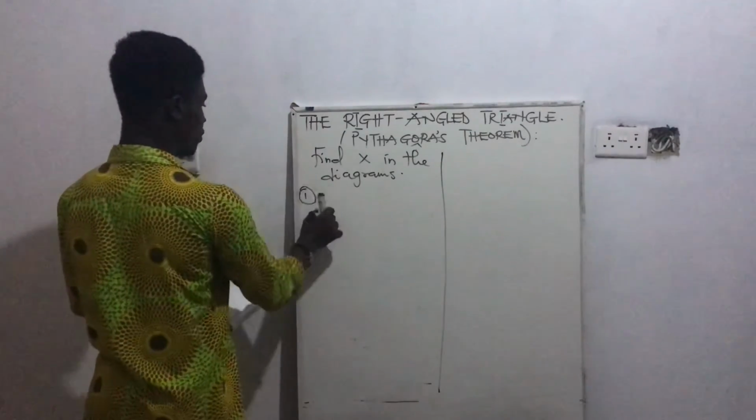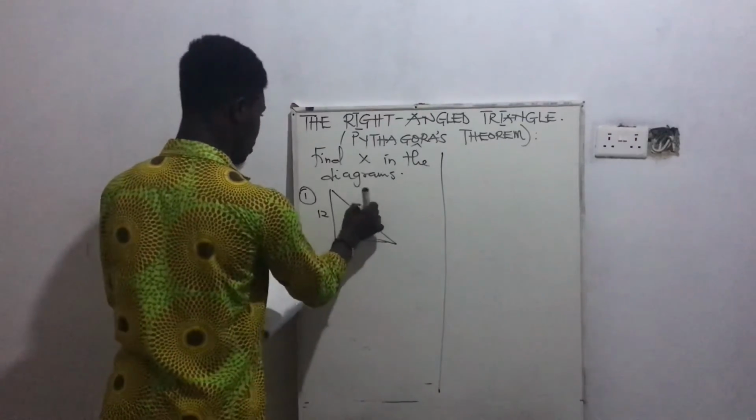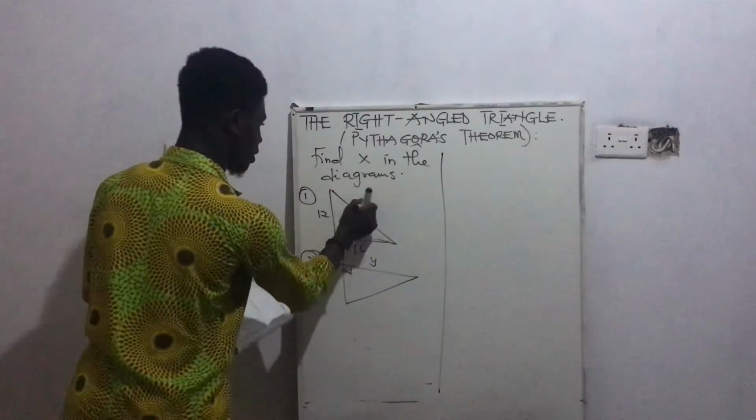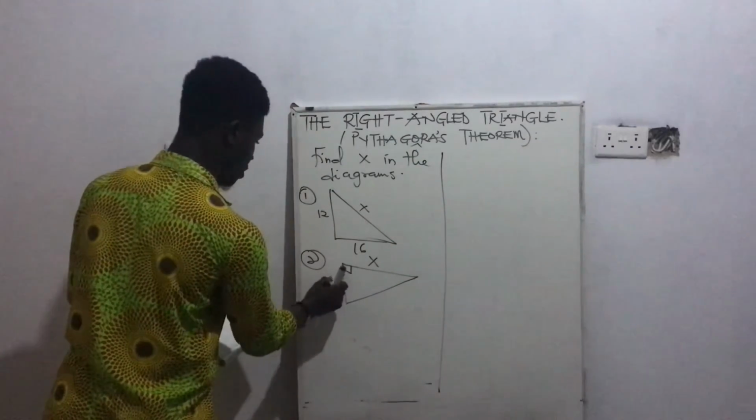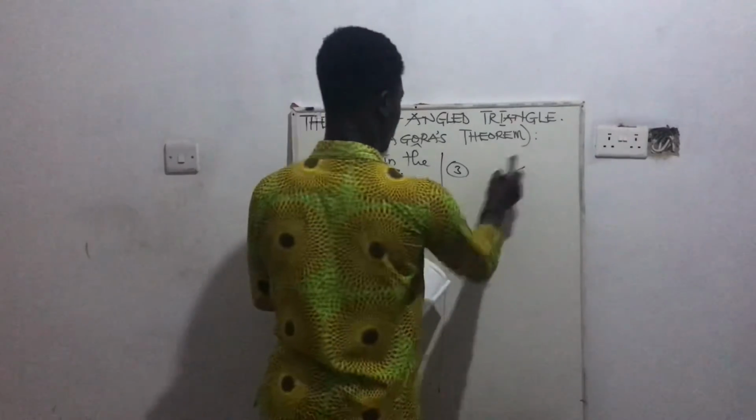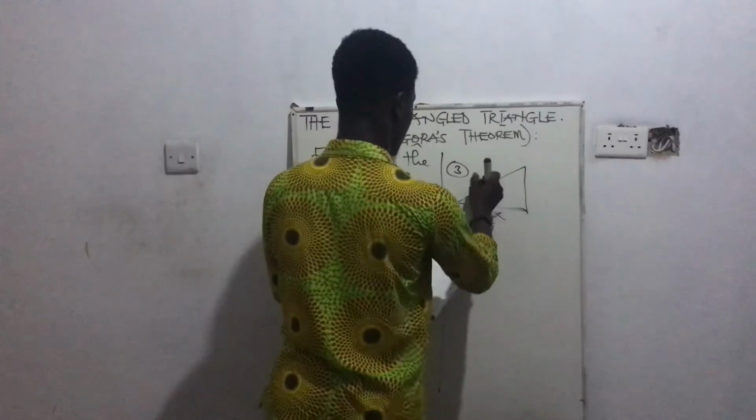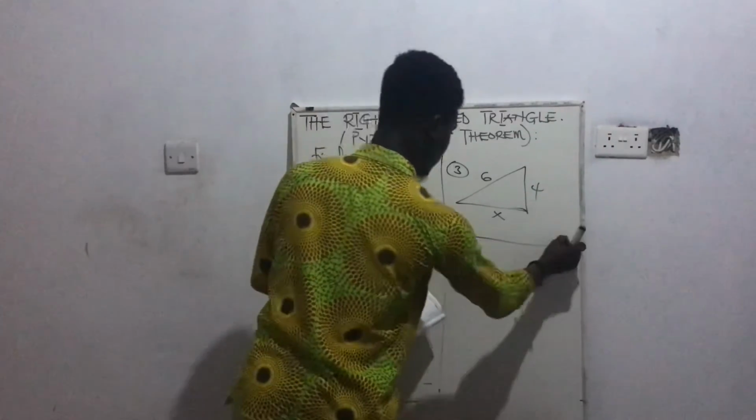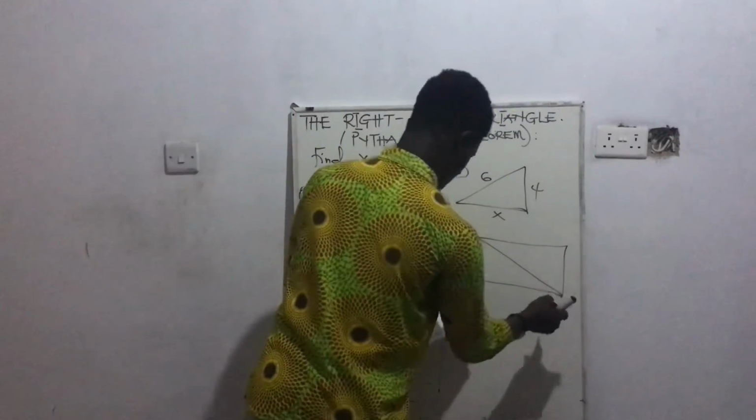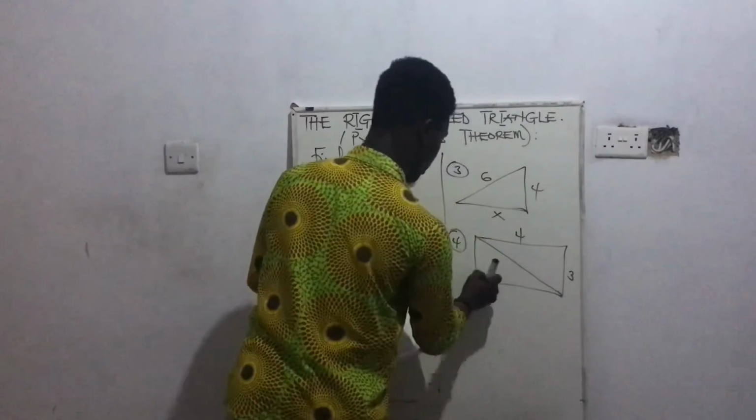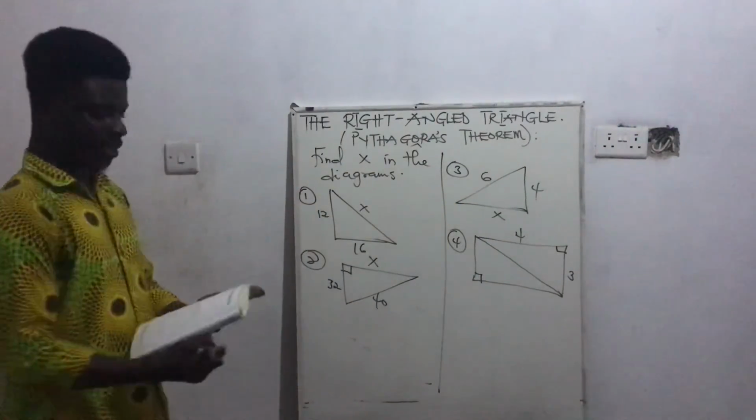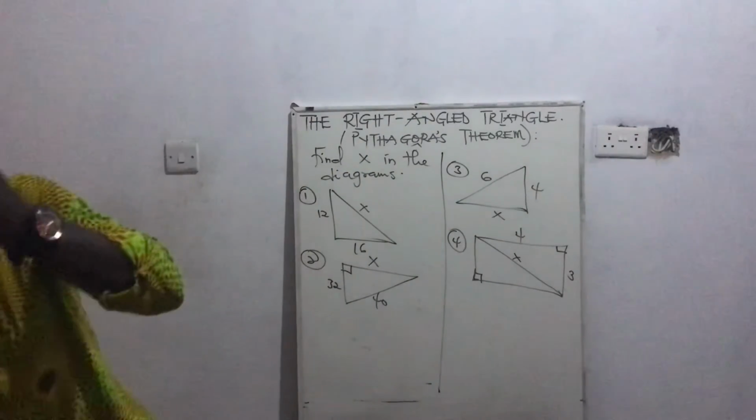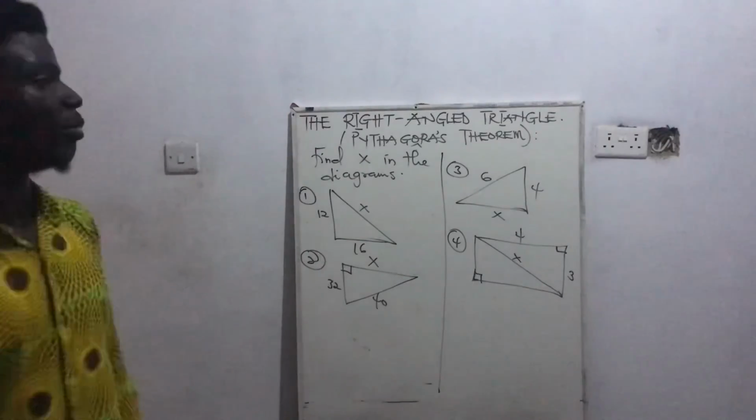So, one, we have this diagram here, 12, 16. Two, we have this diagram here. Here is X and here is X, 32, 40. Then three, you have this diagram here. You have X, 6, 4. And question 4, you have this diagram here. You have 4, then you have 3. All right, so these are the questions. You have to find X in the diagram below.